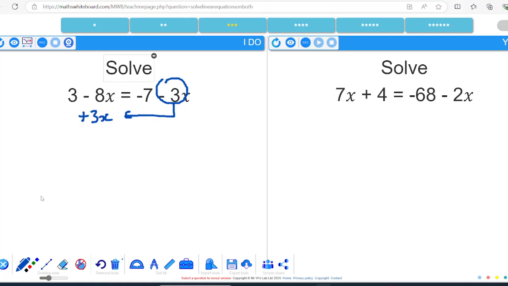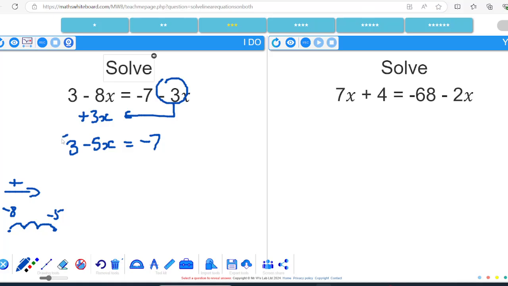We're doing the same thing, we're down at minus 8, minus 7, minus 6, minus 5. So if I add 3 on, I'm getting closer to 0, I get to minus 5. So I've got 3 minus 5 lots of x equals negative 7. So I've got exactly the same coefficient here, negative 5.